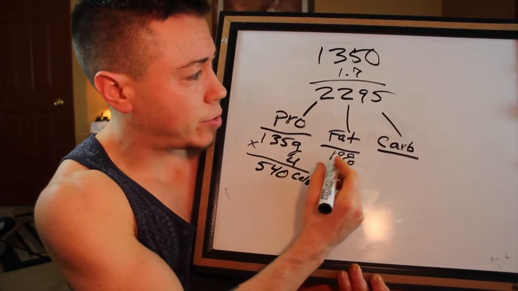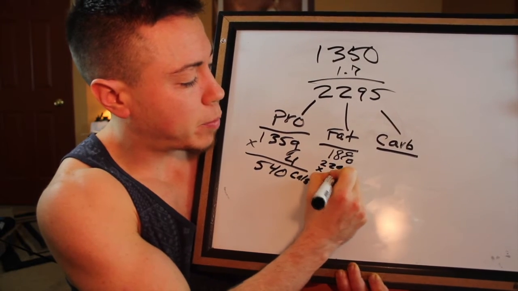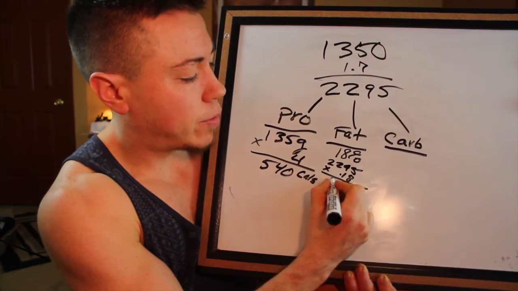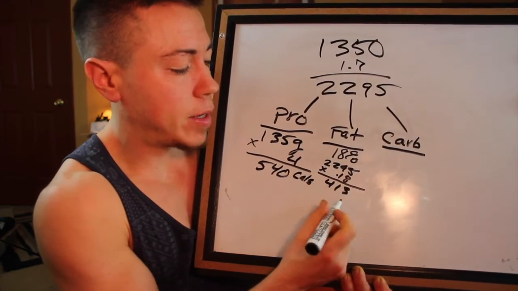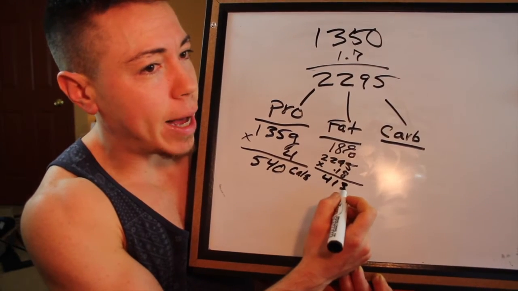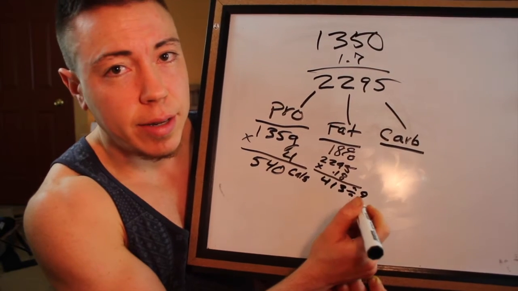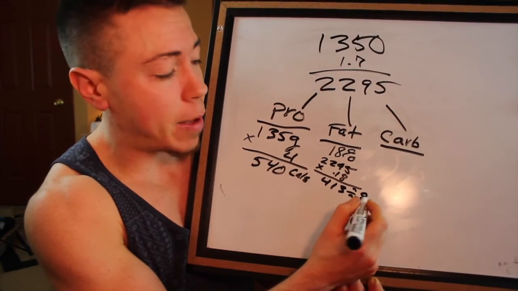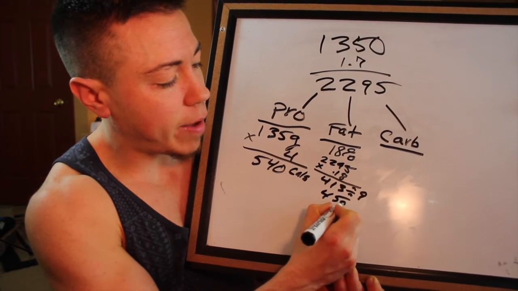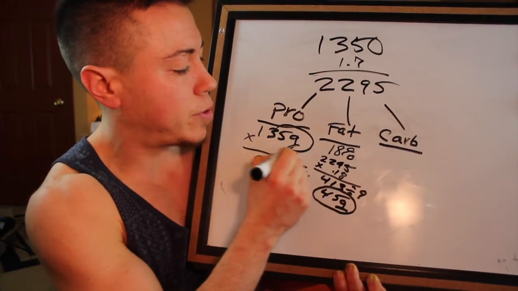So I just do 2295 times 0.18, and that is 413. So that's 413 calories. And I'm going to divide that by 9 because there is 9 calories per gram of fat. And then I'm going to get 45. So we got 45 grams of fat. That is my fat macro. This is my protein macro.